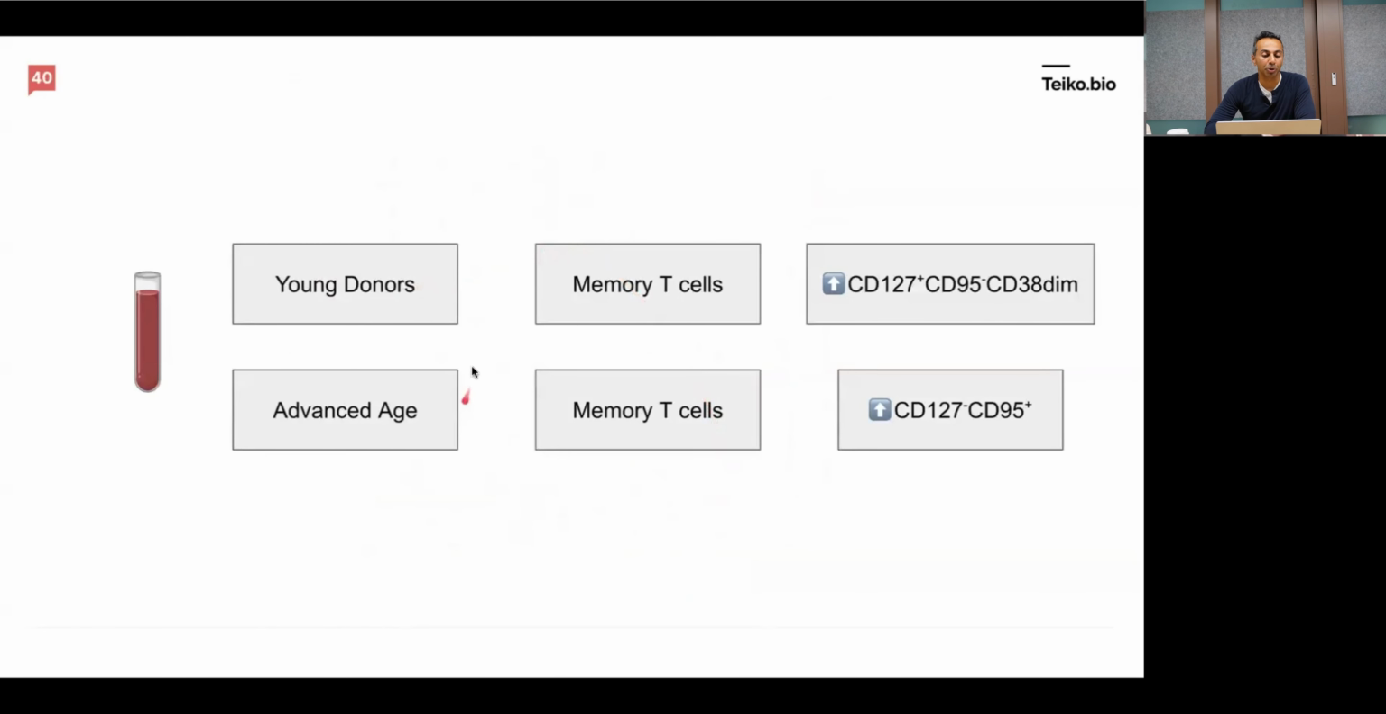And they found that young donors and advanced age were different based on memory T cells, and specifically these differentiation markers were up in young donors, and these differentiation markers were up in advanced age.